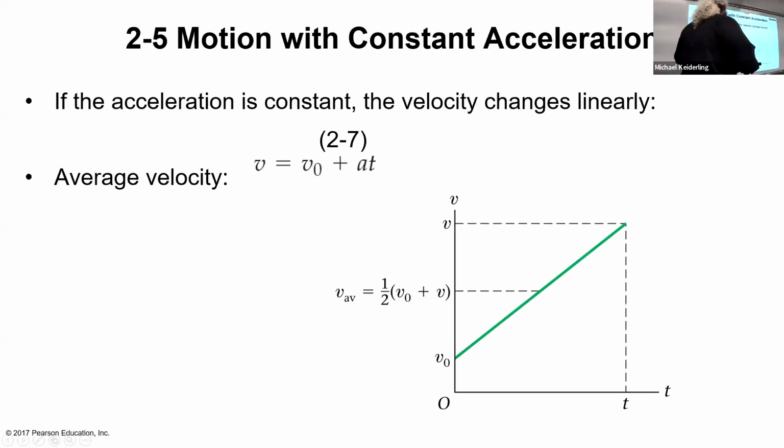So, continuing on from where we were talking about motion. We talked about motion with constant velocity. Now let's talk about motion with constant acceleration. Because acceleration is the derivative of velocity, if the acceleration is constant, the velocity will be the initial velocity, v0, plus acceleration times time.